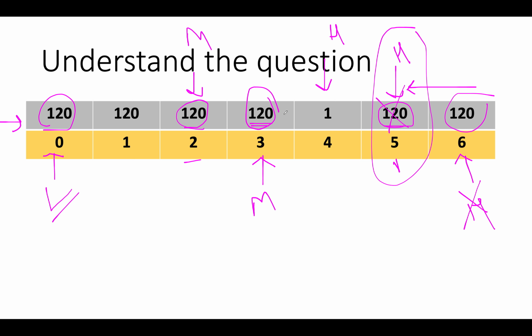Because we can't disregard any half part of it, we have to go in a linear fashion. Let me just change the color of the pen. And now low points to 0, high points to 4 at this particular index. Let's continue the process and find out the middle element. The middle element turns out to be 2, since 0 plus 4 by 2 is 2. So mid points here, low points here, and high points here.